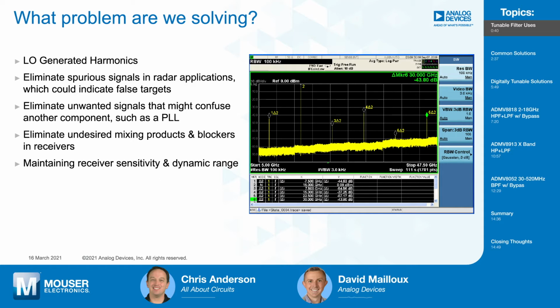Okay, so what problem are we solving? Shown in this plot is the typical harmonic spectrum coming from a wideband synthesizer. The frequency of interest is 15 gigahertz, but there is significant content in each harmonic of the VCO. Note here that the VCO is operating at 7.5 gigahertz. This could be a problem as it creates unwanted signals in the next stage of a signal chain.